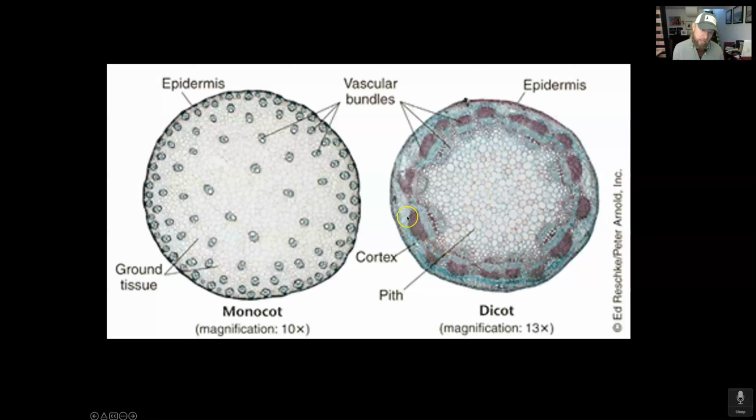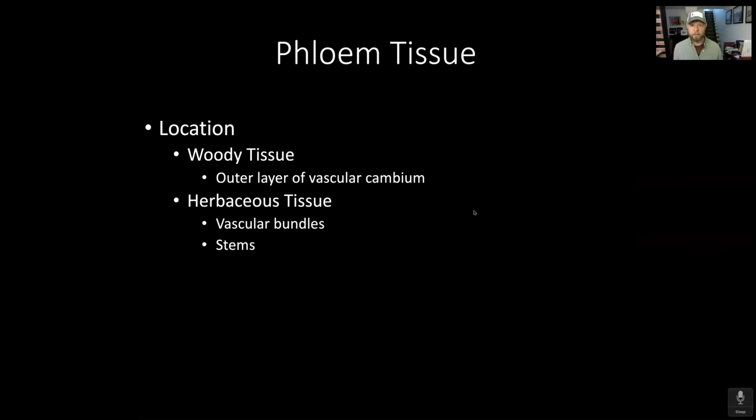But what you see here is that these large structures on the outside, where there's some blue and some red, those are the vascular bundles. And you've got xylem here and then phloem typically on the outside. So those are the stems, again, co-located in herbaceous tissue.